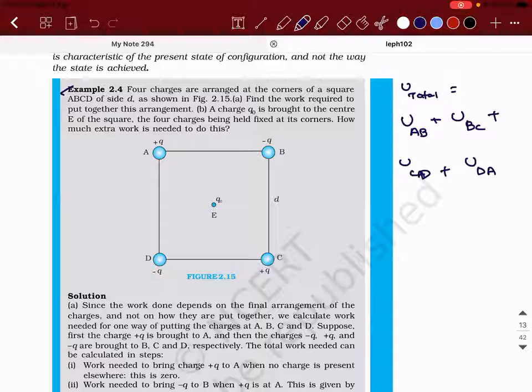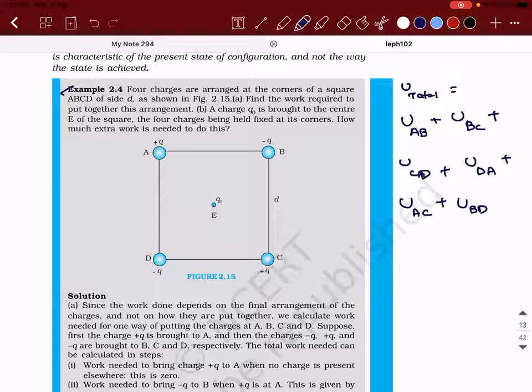But is it all? No, because you have two other combinations also. Now you took all those things along the sides, but you have the diagonals as well. That is UAC plus UBD. So for all these, you need to calculate the distances and write the correct value.